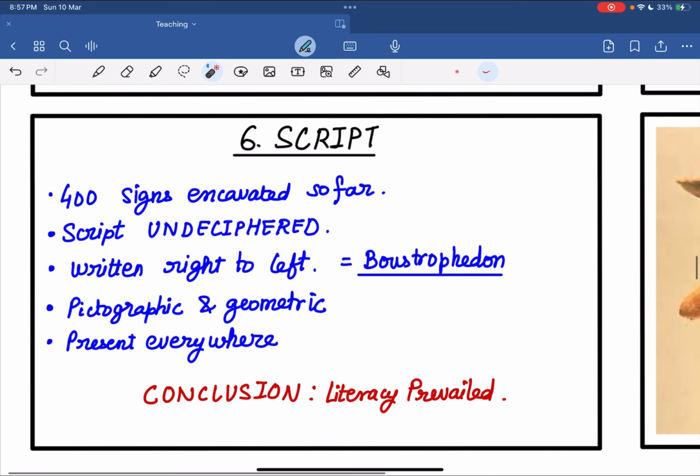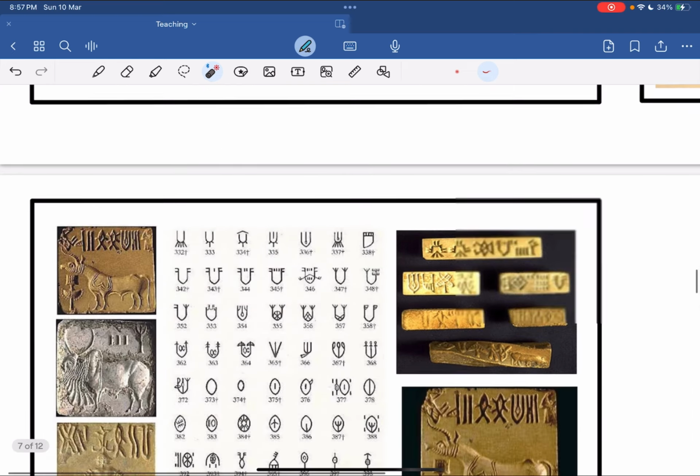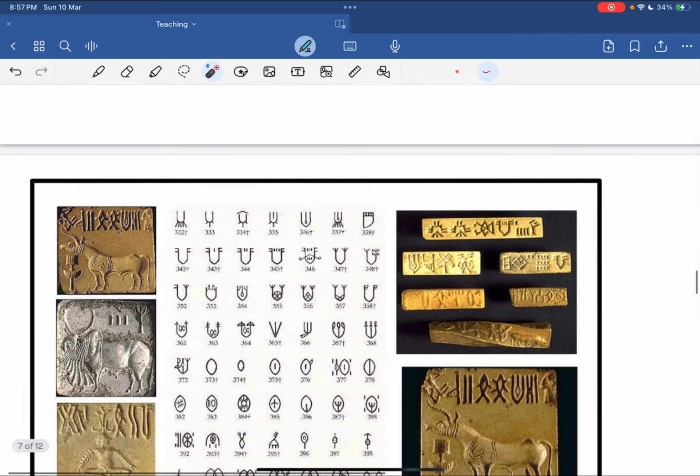Moving on to the next section, that is that of scripts. Now, script is something that you write, right? It talks about literacy. Let's say we talk about IVC, script has a direct correlation with literacy as well. That is why we concluded that Harappans might have studied. We don't know the syllabus, but they might have studied because they've written something. As far as the script is concerned, 400 signs have been excavated so far. More than 400 actually.